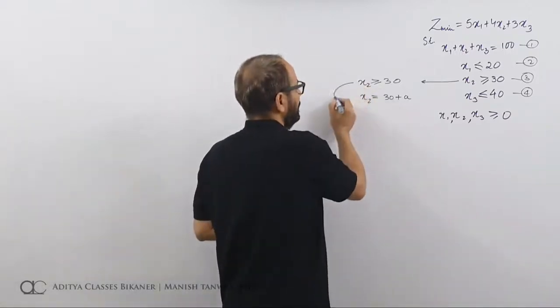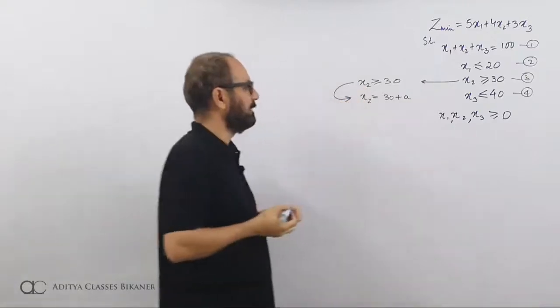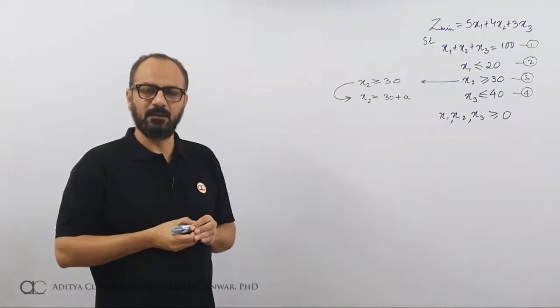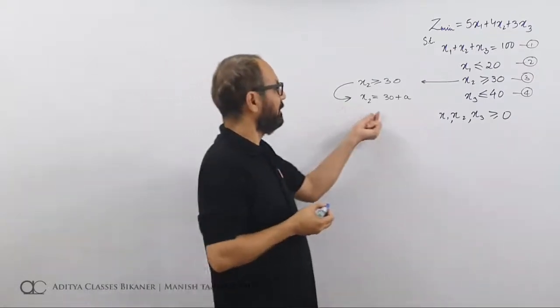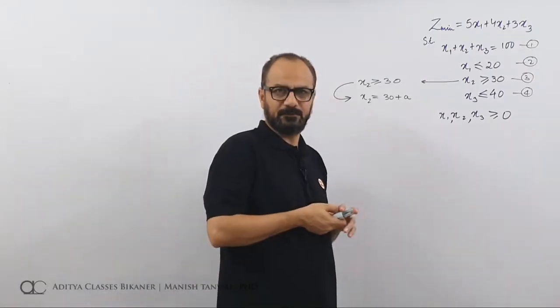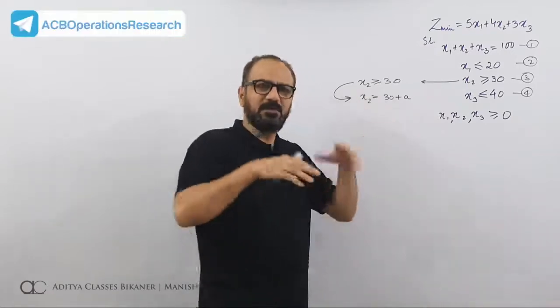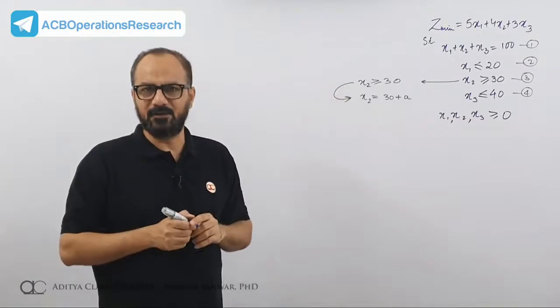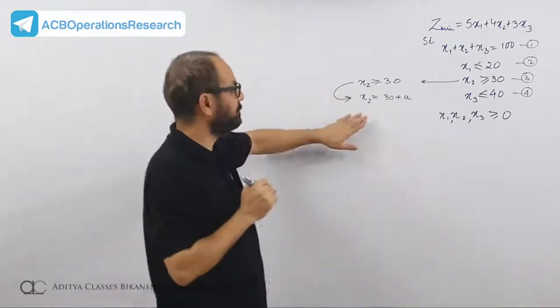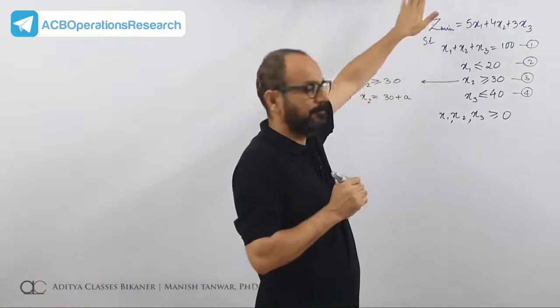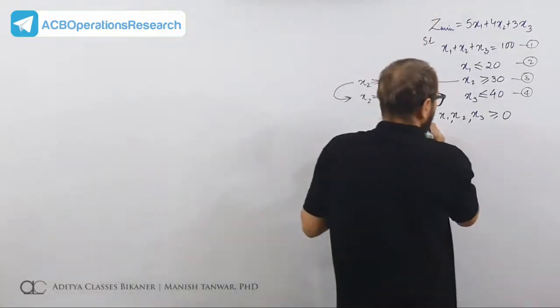x2 greater than 30 can definitely be written as x2 is equal to 30 plus a. Now what I'll do is, I already have a value of x2 in some terms. I'll substitute this value of x2 in the complete question. What happens?